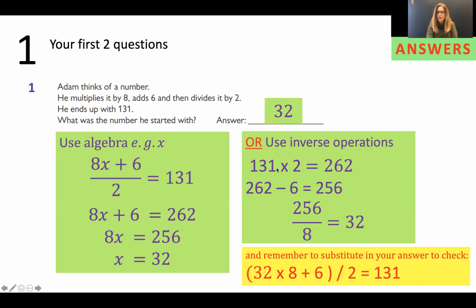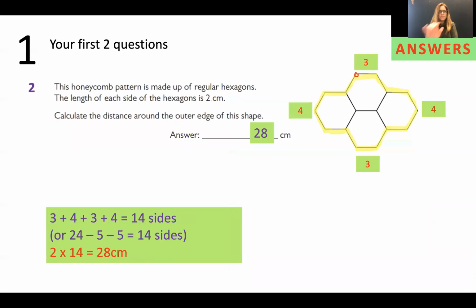We can use inverse operations. We can work backwards. So if we know that the answer is 131 and we've divided by 2, we can multiply by 2. That gives us 262. If we've added 6, we can subtract 6. That gives us 256. And finally, if we've multiplied by 8, we can divide by 8. That gives us our answer again of 32. And remember, really importantly, always with a question like this, substitute your answer back into the question, double check you've got the right answer. Next one.